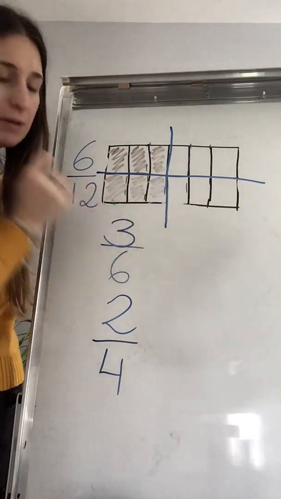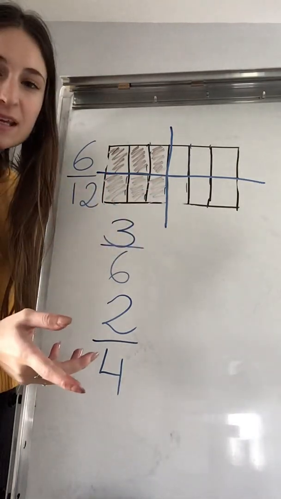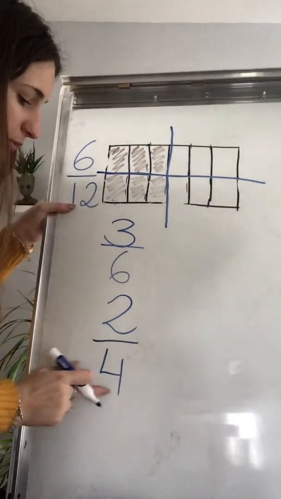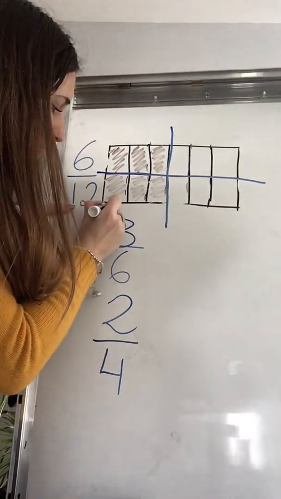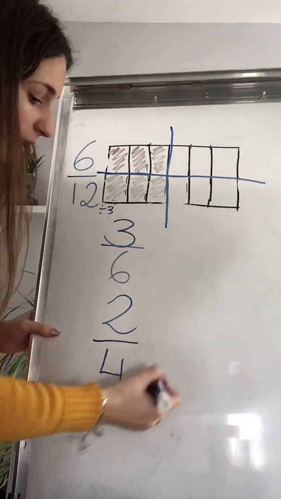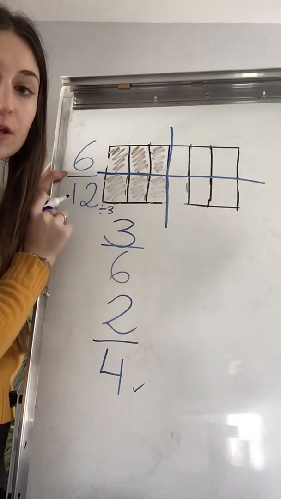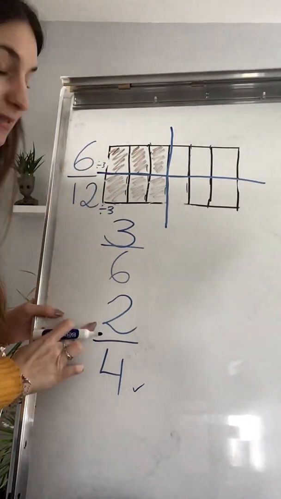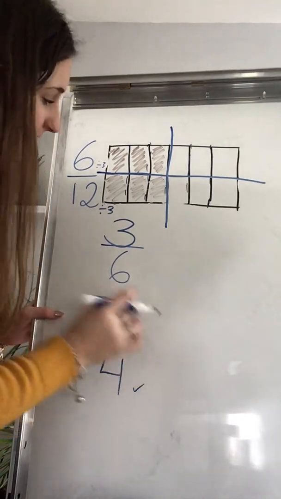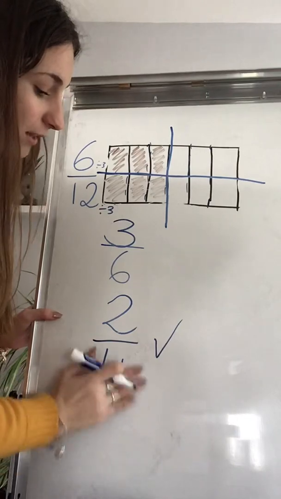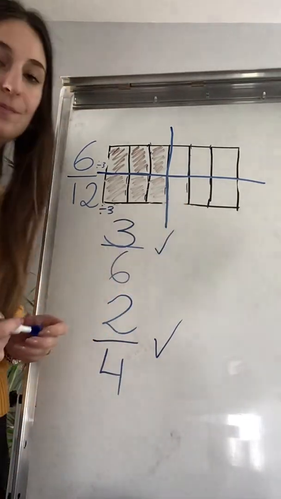Still have the same. Shall we check and see? 12. I need to divide 12 to make a 4. I need to divide 12 by 3. 12 by 3 is 4. Yep. I do the same to my numerator. 6 divided by 3 is 2. 2 times 3 is 6. So that is another equivalent fraction.